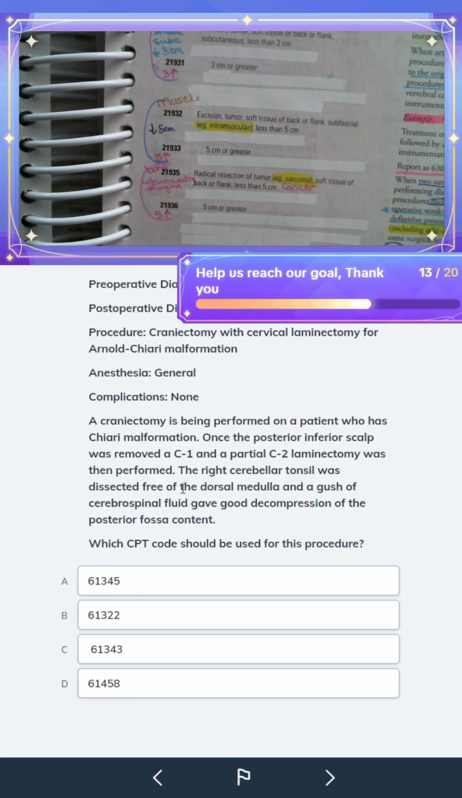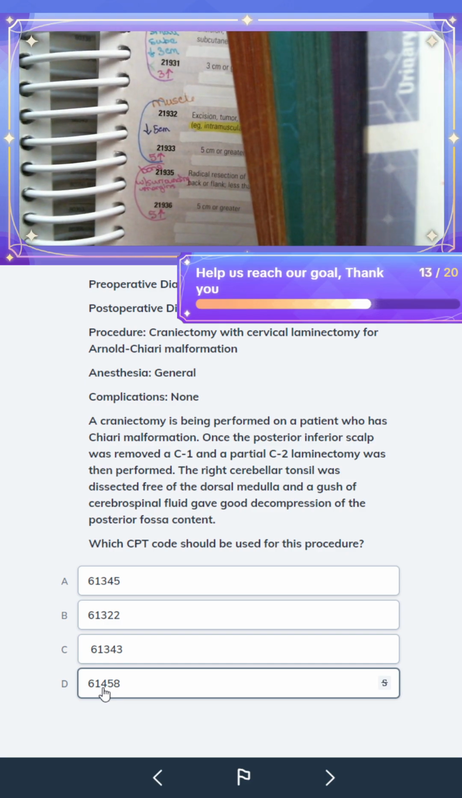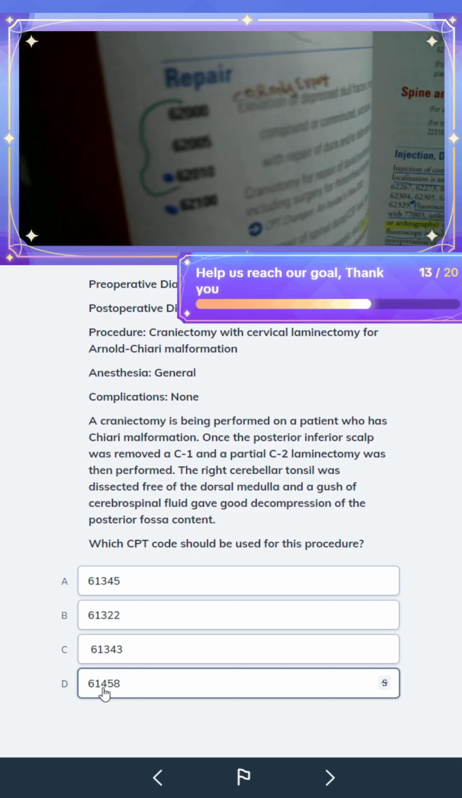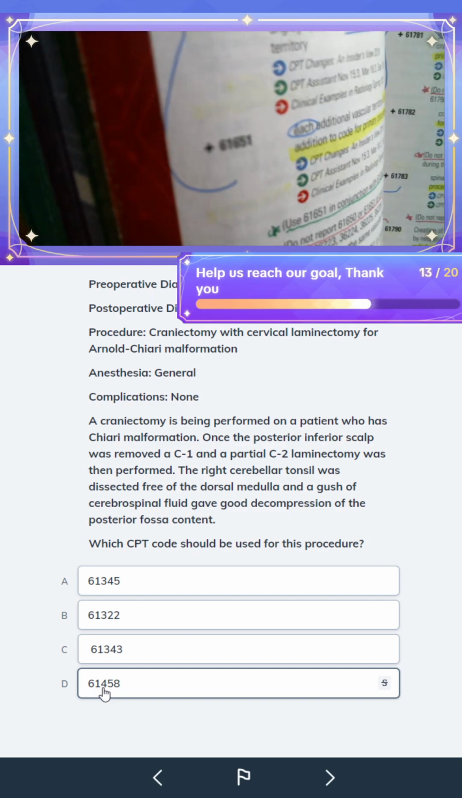All right, don't read that question. If you're reading the question, you're doing it wrong. Go straight to these answers. Are we a 613 or a 614? Let's go see what our differences are between our codes. Don't read the questions at all. Try to avoid them.